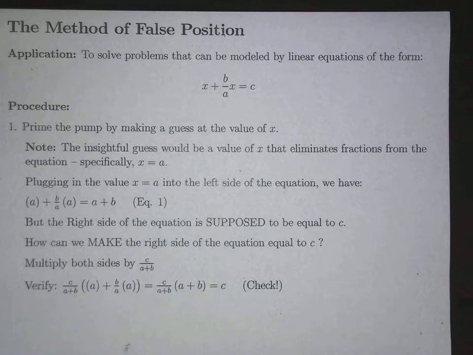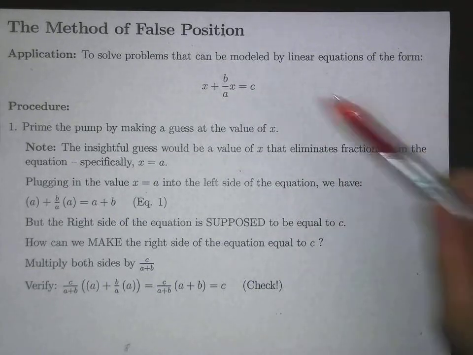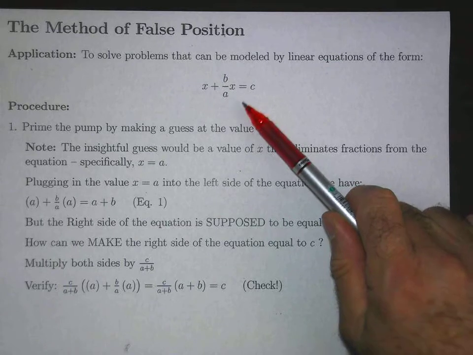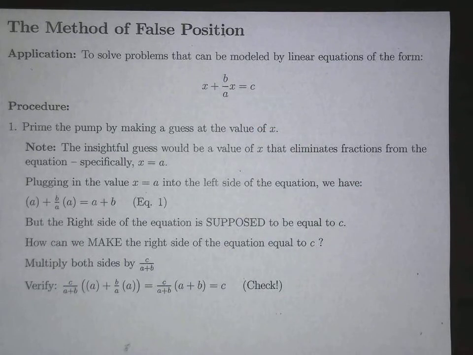The fact of the matter is, ancients had no concept whatsoever of an equation. So the idea of an equation, and the idea of adding equal things to both sides of an equation, dividing both sides of an equation by the same non-zero number and so forth was completely foreign. So the application is to solve problems that can be modeled by an equation of this form. And here's the procedure.